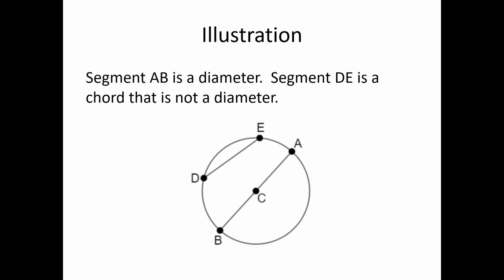We have the chord DE and the chord AB. They're both chords. They both join points on the circle. DE is not a diameter because it does not pass through the center, but AB is a diameter because it passes through the center of the circle C.